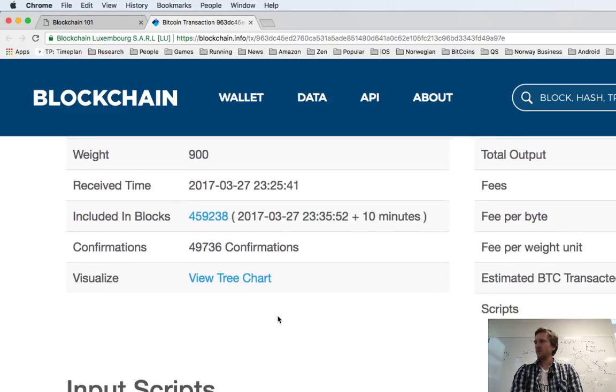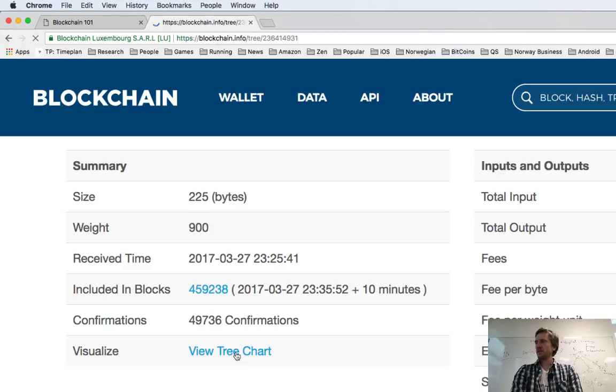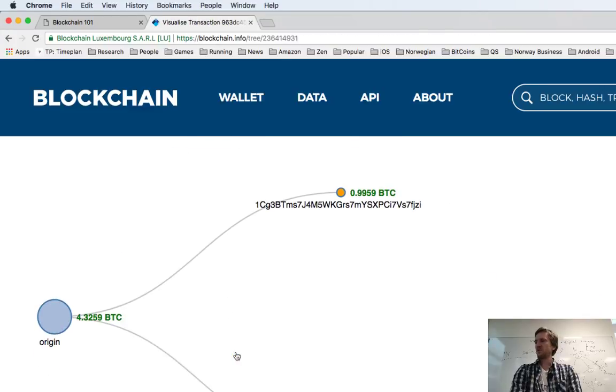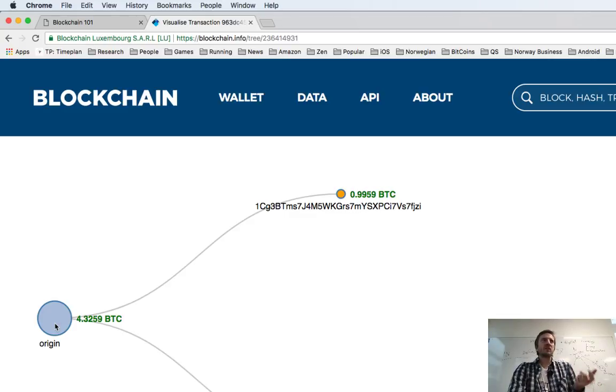So you can go here and visualize the transactions, and then you see the original transaction with the unspent output and then how the output was spent, right?